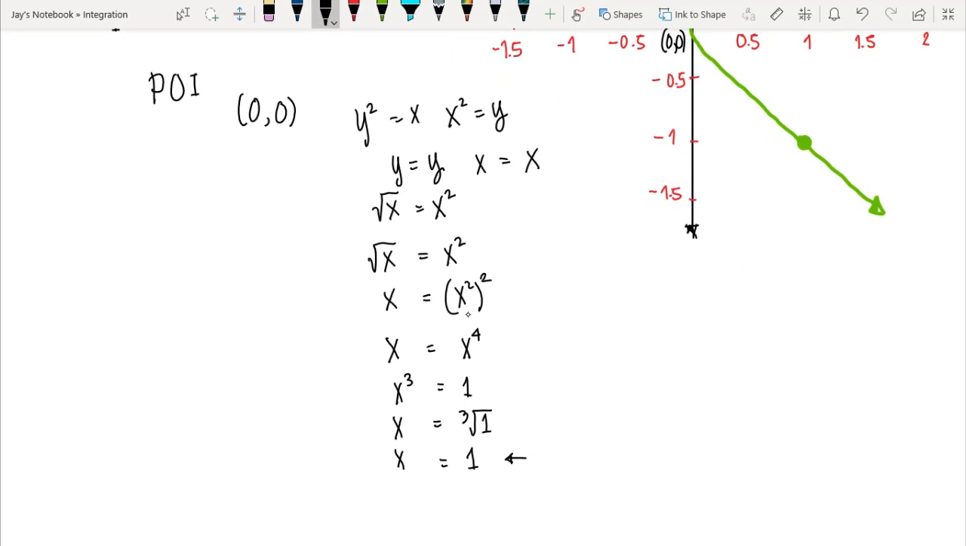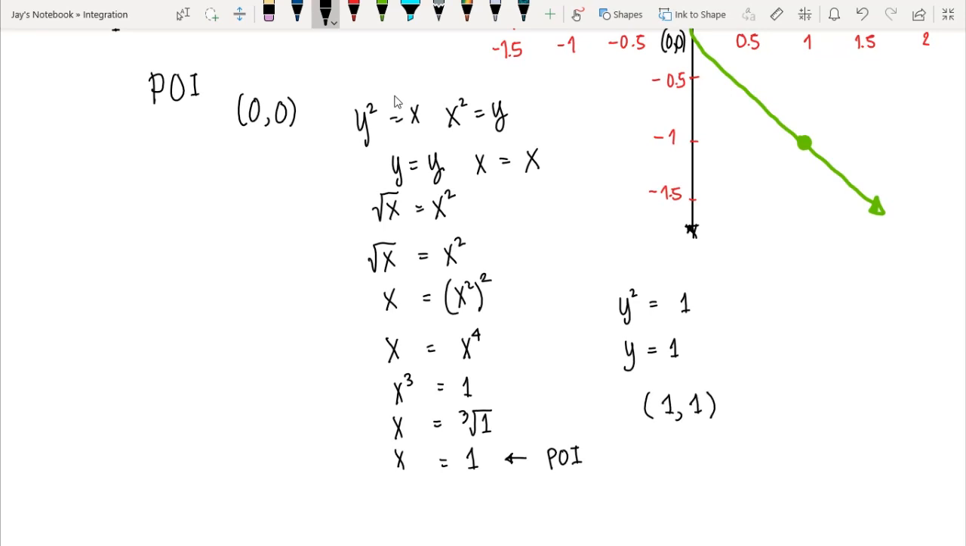Now for y, we can use either of these equations. Let's set the value of x equal to 1 in either of these two. We have y squared is equal to 1. Let's use this equation. Then we have y is equal to 1. So therefore, their point of intersection is at coordinates 1, 1.